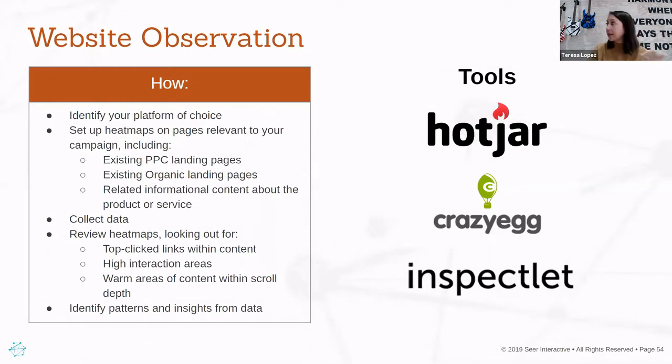So it could be an existing landing page if you already have one for paid search. It could be an organic landing page if you have that. Or it could be related informational content that you already have about whatever product or service. So I'll give an example about that right after this.